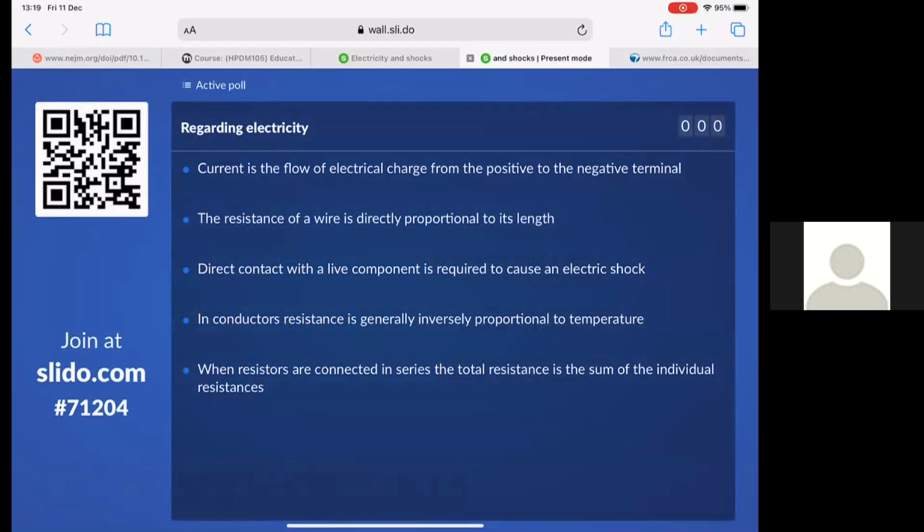Hang on, this is best of 5. So this is multiple true false questions. Each one is either true or false. Tick the ones you think are true.